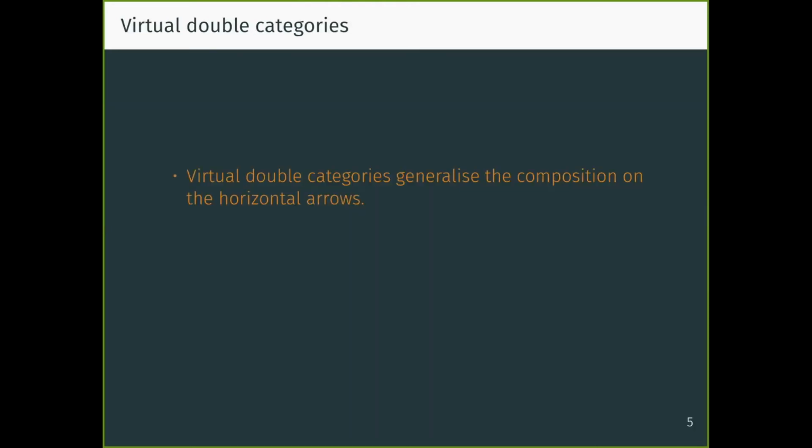Virtual double categories generalize the composition on the horizontal arrows in the same way multi-categories generalize monoidal categories. In a virtual double category, the horizontal arrows do not have to compose, nor does there have to be a horizontal identity arrow on an object. What this then means is that the squares in a virtual double category can take arbitrary length sequences of horizontal arrows as input. This means we can form virtual double categories more often than double categories, and also gives us more flexibility when designing a virtual double category.